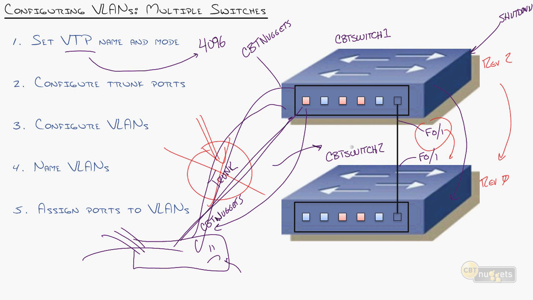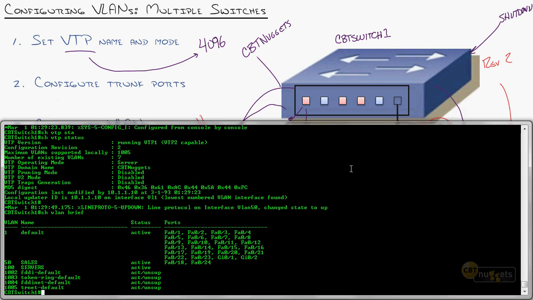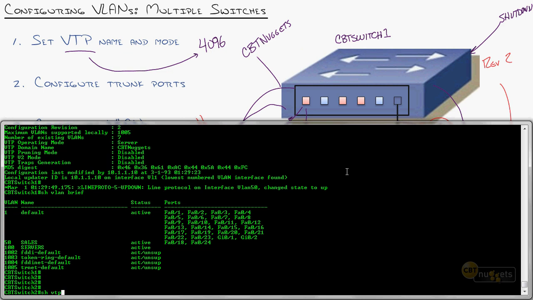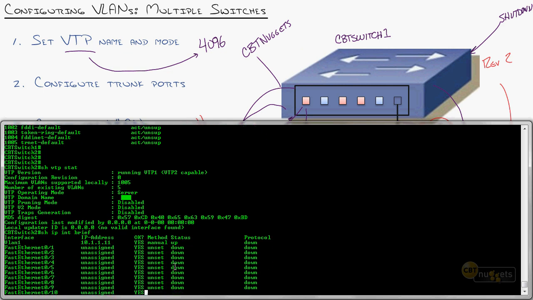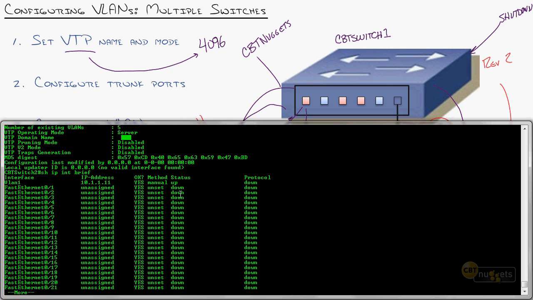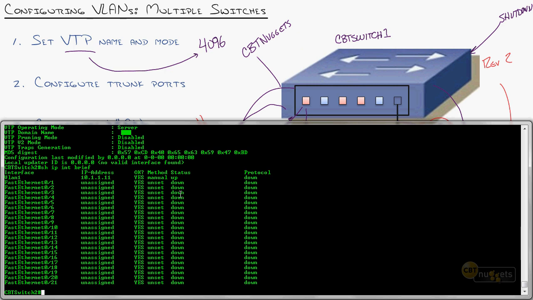All right, so now, hang on, before we do all this, I'm going to click over to this switch, CBT switch 2, and do a show VTP status. He is still zeroed out and it has no domain name because, remember, I have this port shut down. I do a show IP interface brief, and I have the link down between CBT switch 1 and CBT switch 2. So let's see what happens when I bring it up.